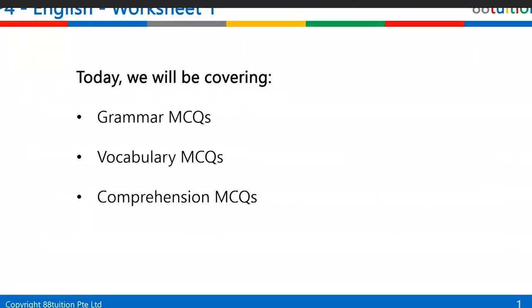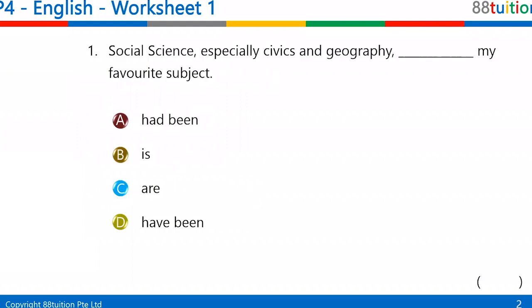Now, the first section is on grammar. That means we have to know which tenses are appropriate in which situation. That means present tense or past tense, singular or plural. That's what grammar is about. Also, the correct prepositions like in, on, at, above, like prepositions that are to be used. So let's look at the first question.